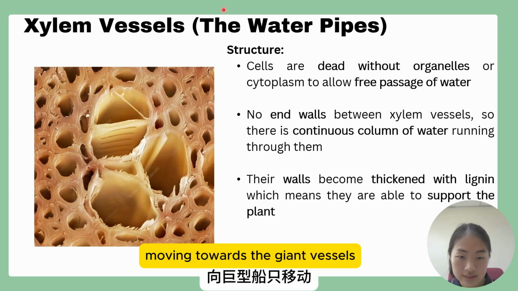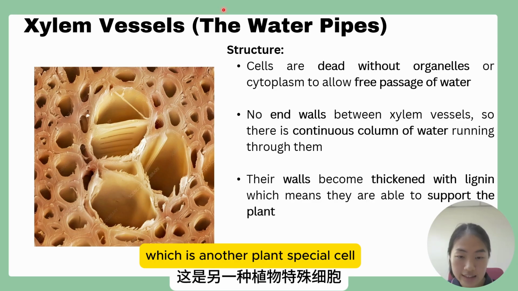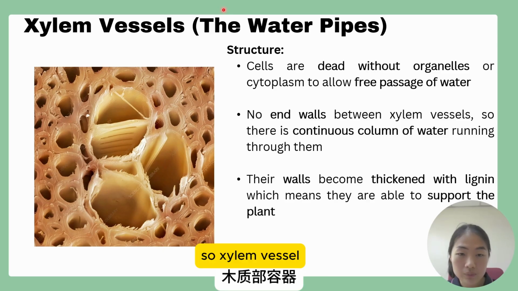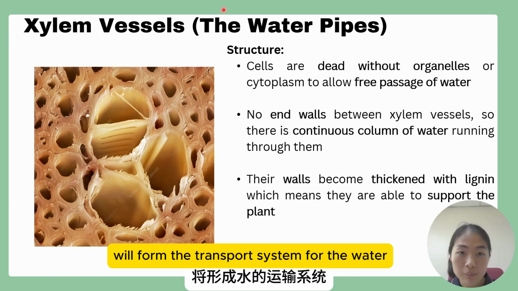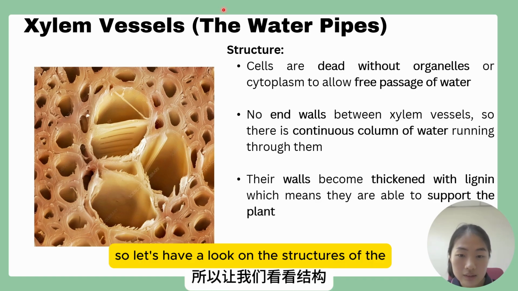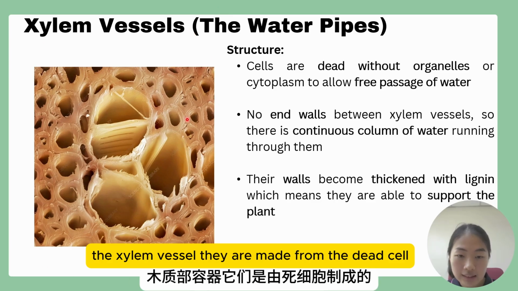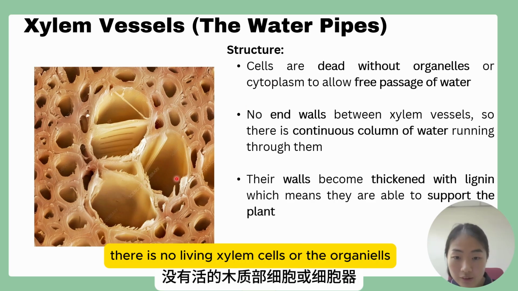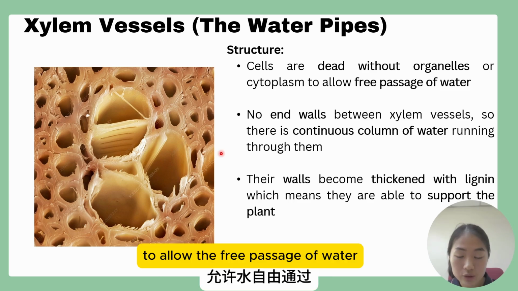Moving on to the xylem vessels, which are another plant specialized cell, acting like water pipes. The xylem vessels form the transport system for water in the plants. So let's have a look at the structure of the xylem vessel. You can see the xylem vessel is made from dead cells. Inside there is no living cytoplasm or organelles, to allow the free passage of water.